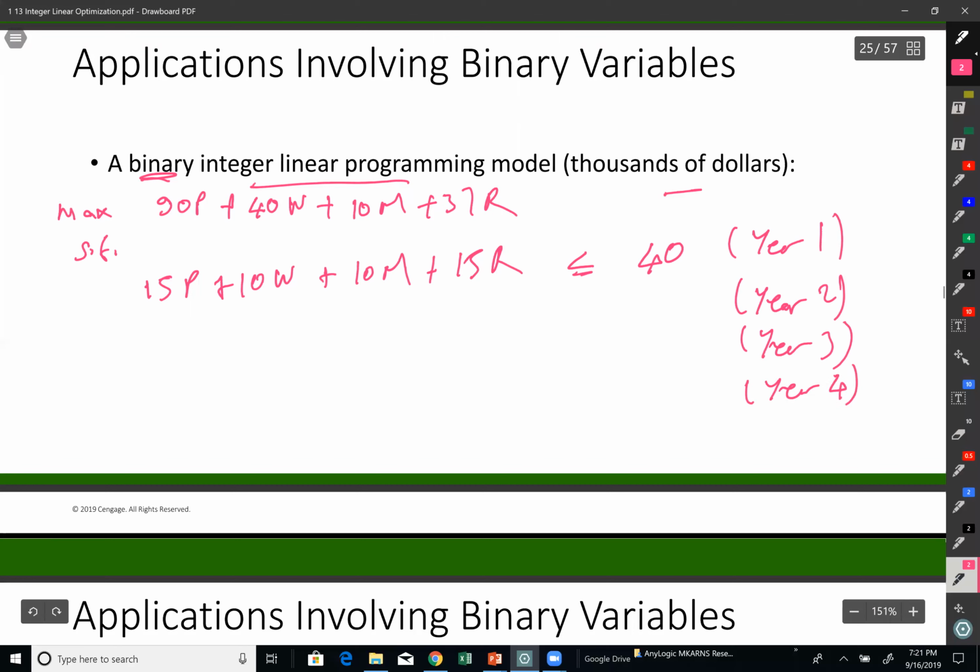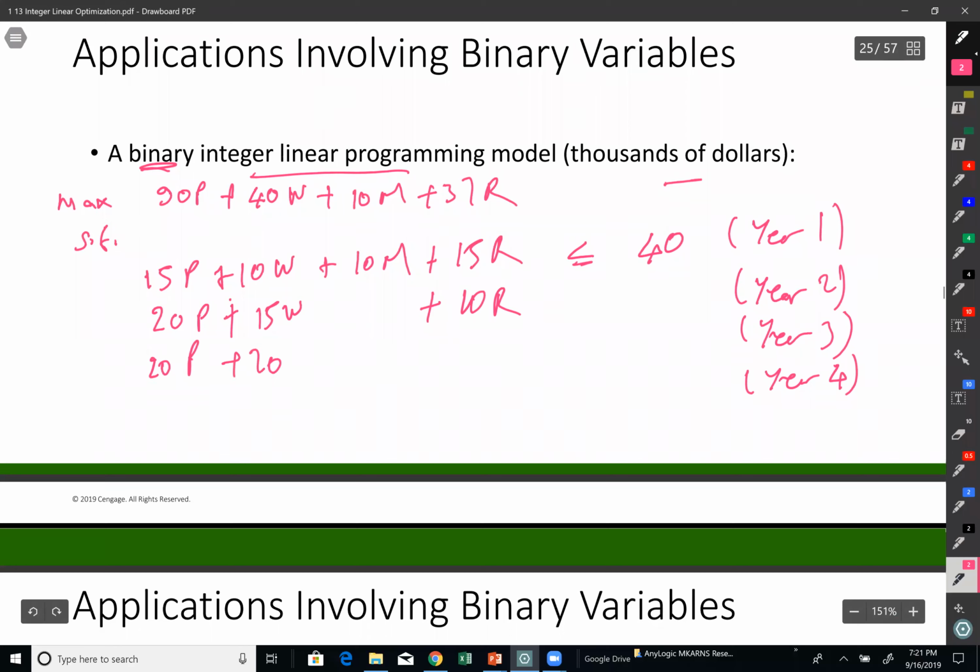So for year 2, if I go with P, I need to spend $20,000, $15,000 for W if I go with that, or $10,000 with R. So I don't have any cash outflow if I choose M for year 2. Year 3, if I choose P, $20,000 will be spent. $20,000 if I choose W, and nothing for M again, and $10,000 for R. And this has to be less than or equal to constraints. Year 2 is $50,000 available. Year 3 is $40,000 available.